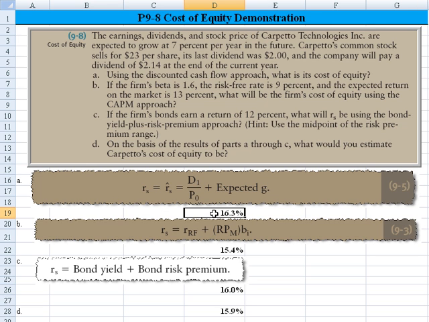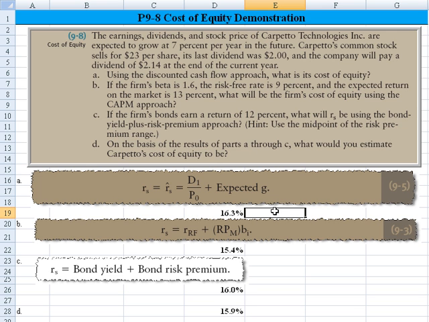Now, I've solved this, but let's hit the F2 and see how we calculated that. We took the $2.14 dividend that we expect at the end of the current year. We divide it by the $23 current price per share and add the 7% expected growth. And when we do that, we get 16.3% as the cost of equity using the discounted cash flow approach.